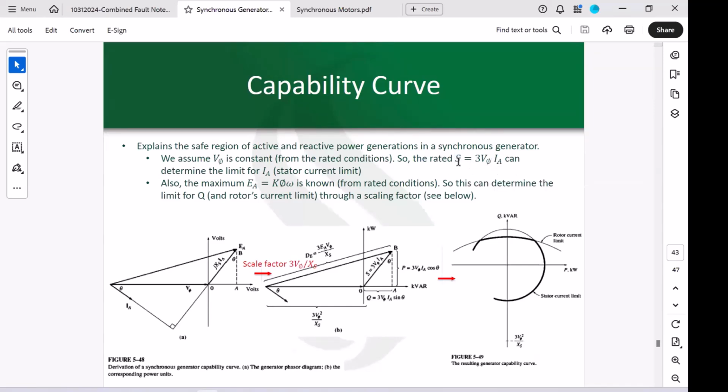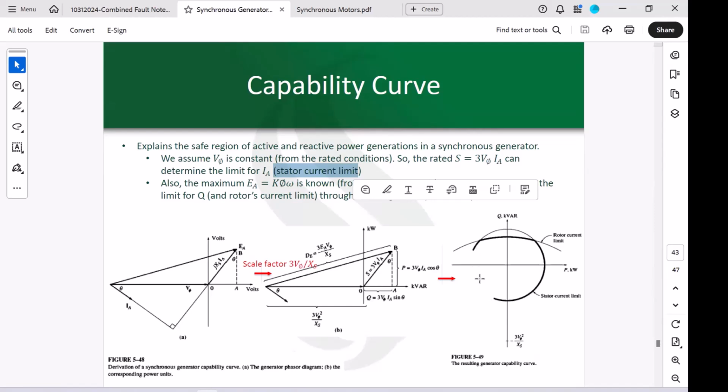So 3 V phi is constant. This relationship between S and IA can determine the limit for IA, or the stator current limit. And this is nothing but this circle. So this is a circle.